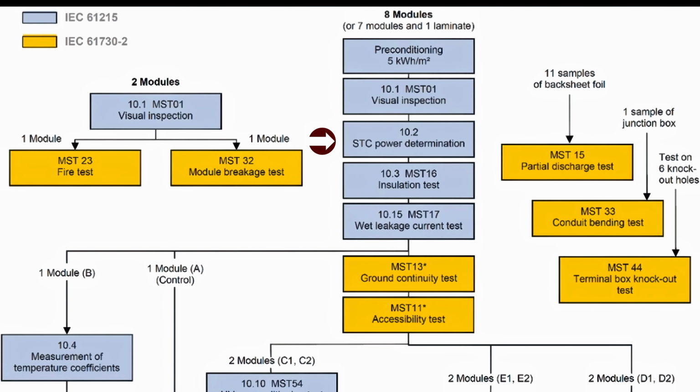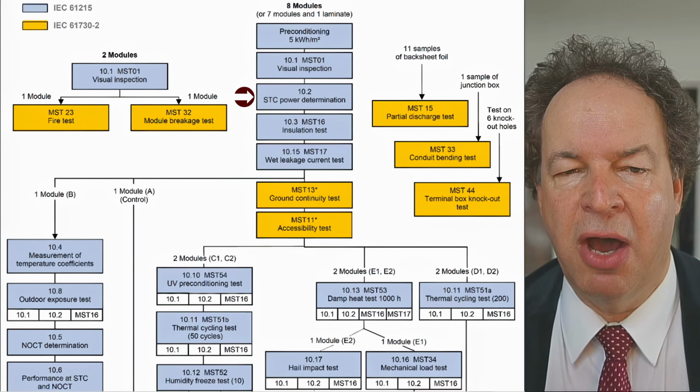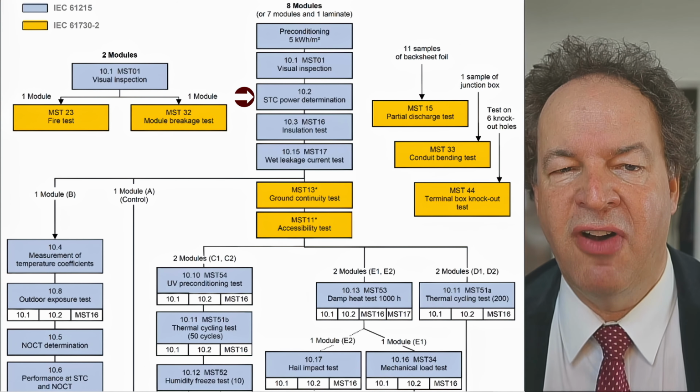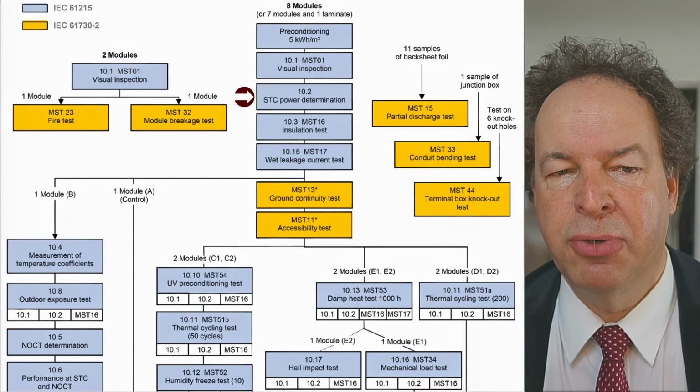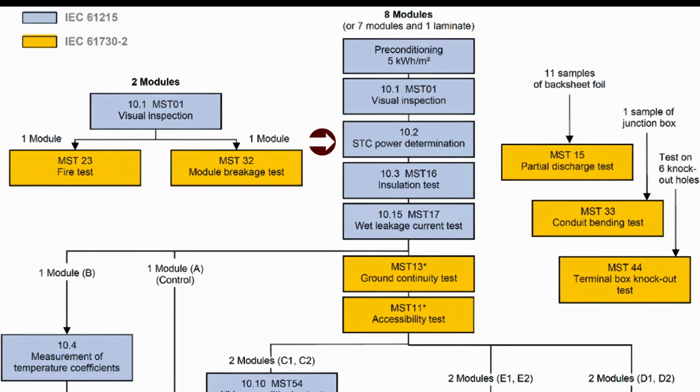And then come more important tests, the STC power determination. So you measure the power output of the PV modules under standard test conditions. So you apply an irradiance of 1000 watt per square meter with a spectrum of AM 1.5 at an operating cell temperature of 25 degrees. We have to take care during the test that the module isn't heating up. Otherwise, you have to compensate for that temperature.